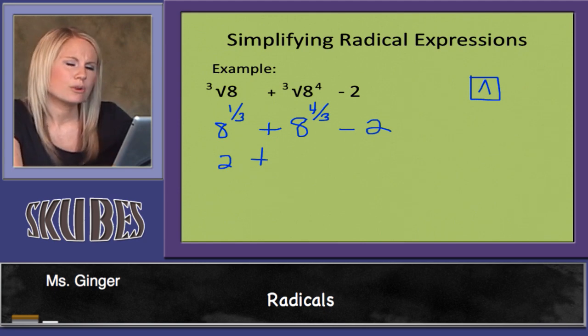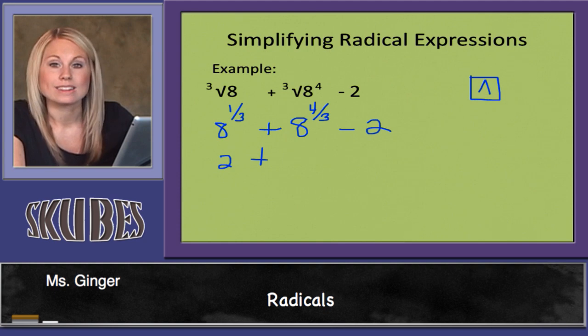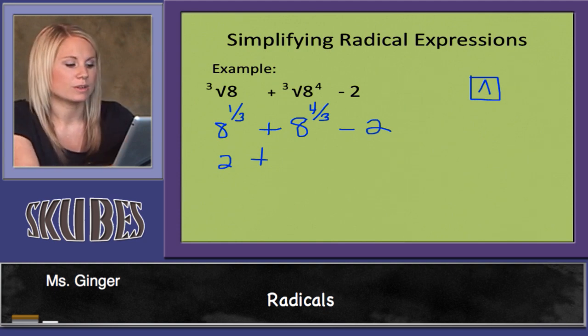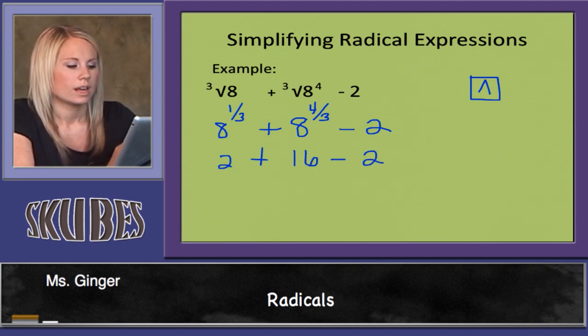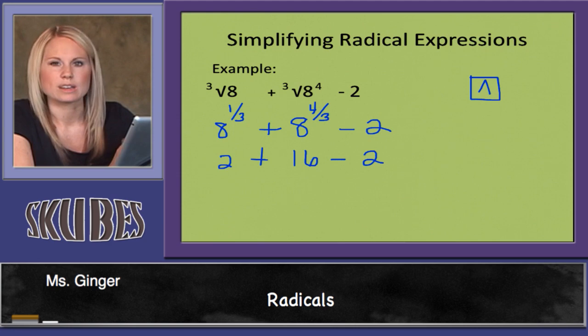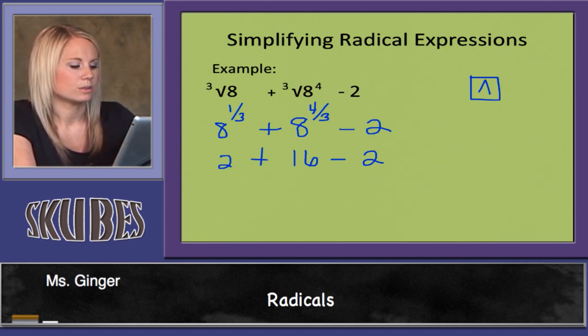Okay? 8 to the 4/3 is a little more tricky. I need to raise 8 to the 4th power and then take the cube root, as I just did with 8. When you take a little bit of time to do that, you're going to come up with 16. And then I've got minus 2 at the end. We didn't have to do anything with that one. So I've got 2 plus 16 minus 2 takes us back to 16.